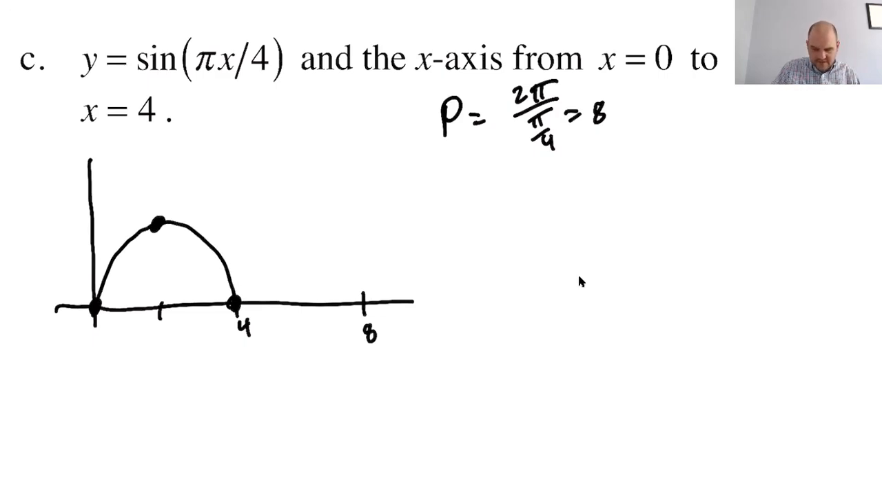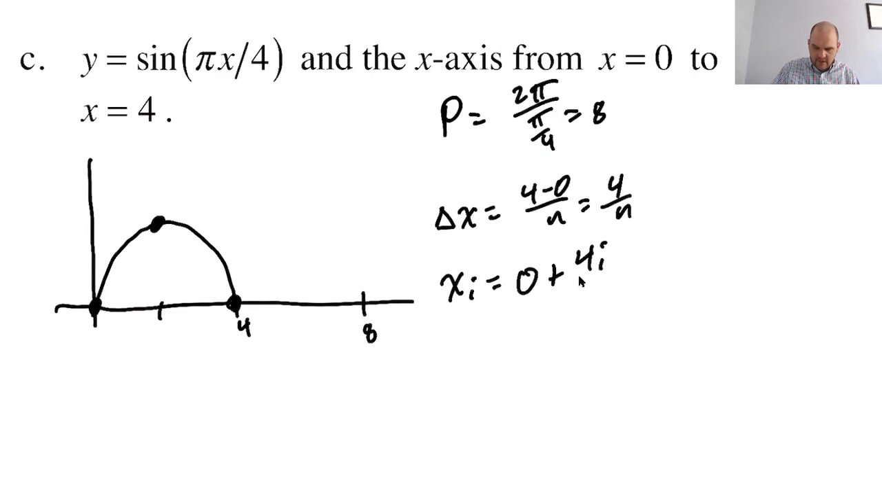Okay, so I need a delta x, which is going to be 4 minus 0 over n, so 4 over n. X sub i is going to be 0 plus 4i over n. And then our area as a function of n is going to be the sum.